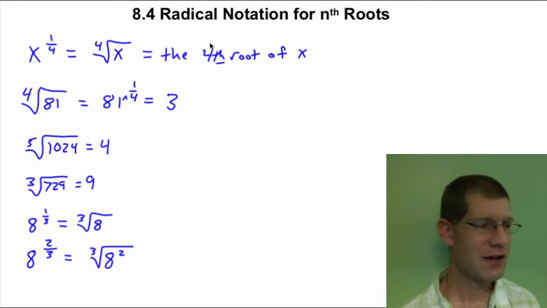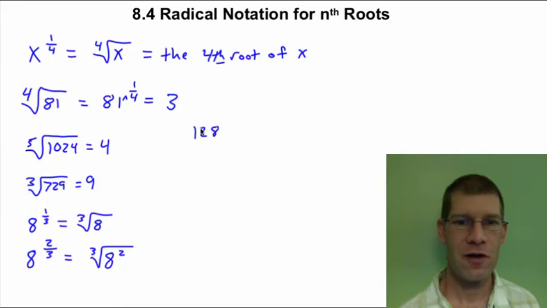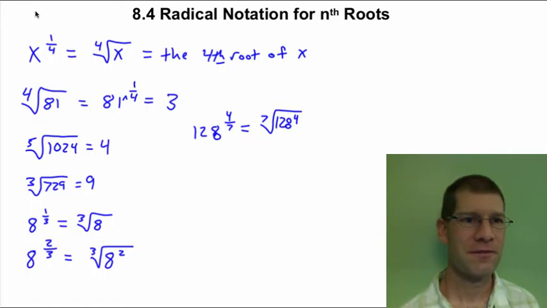Another one like that, just write it over here. If we had 128 to the 4/7, if I could get you to go through and write that in radical notation. So 128 to the 4/7. Hopefully you're done by now. So it'd be the 7th root of 128 to the 4th power. So that'd be the way it would be written.